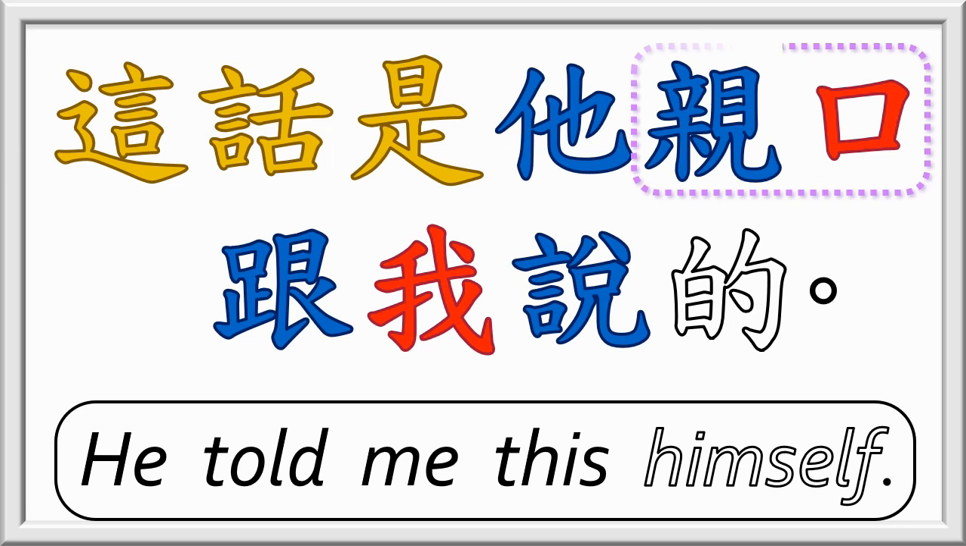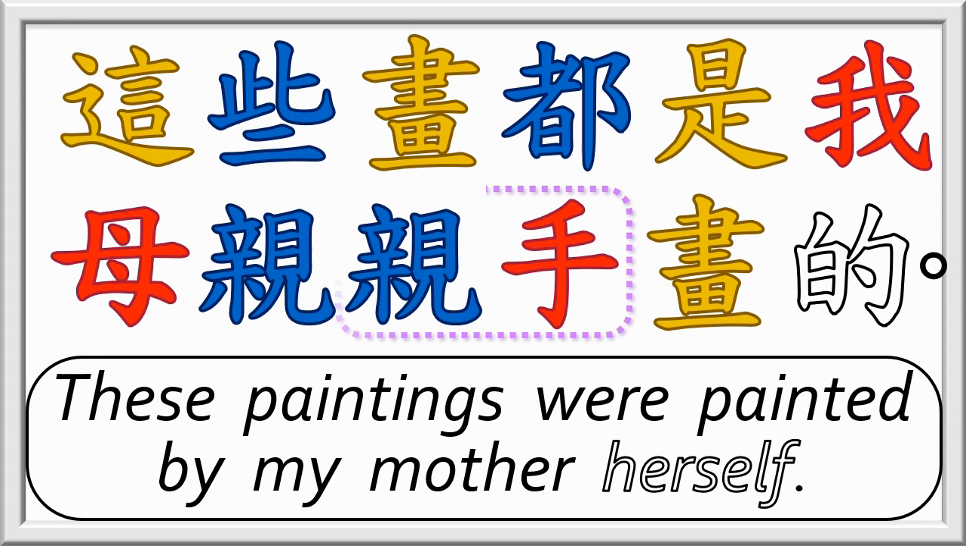Notice that in English, we're always taught to mention ourselves last. You and I, you and me, etc. Whereas in Chinese, there's no such unwritten rule of courtesy, as in this example, 我跟你的约定. 这话是他亲口跟我说的. He told me this himself. 这些画都是我母亲亲手画的. These paintings were painted by my mother herself.